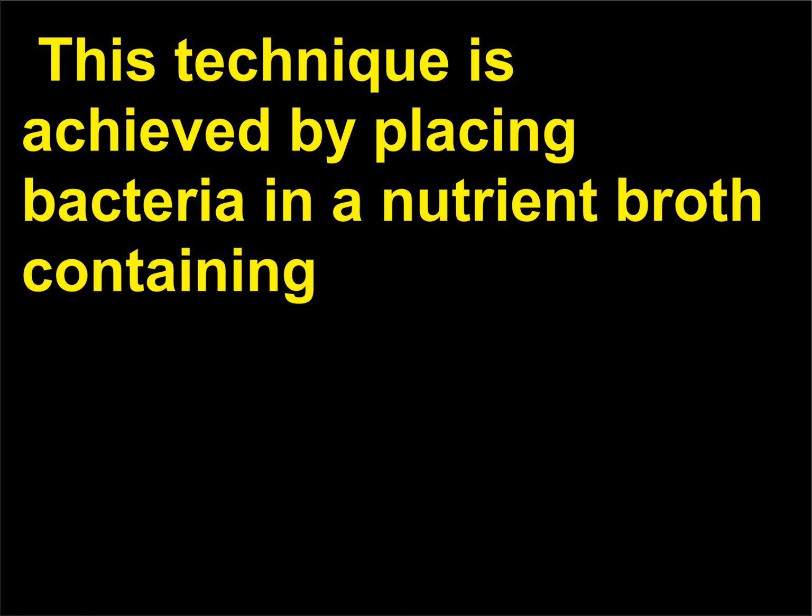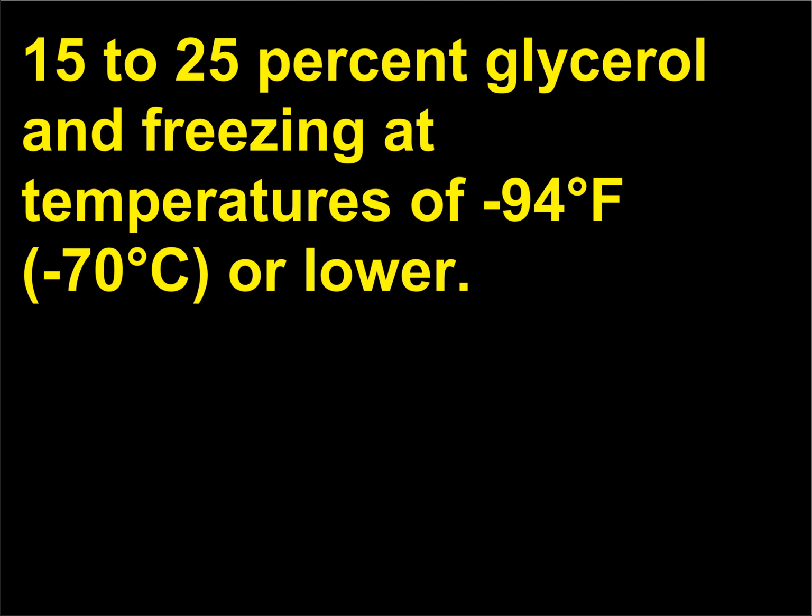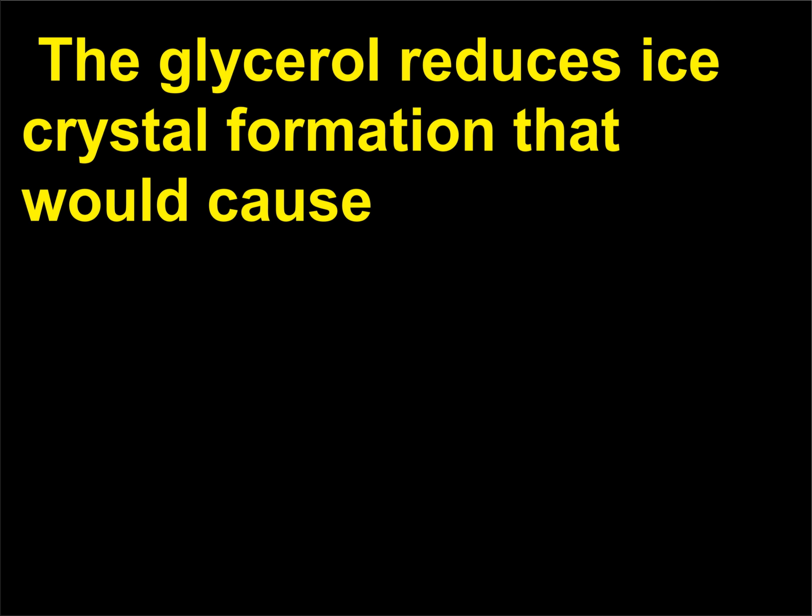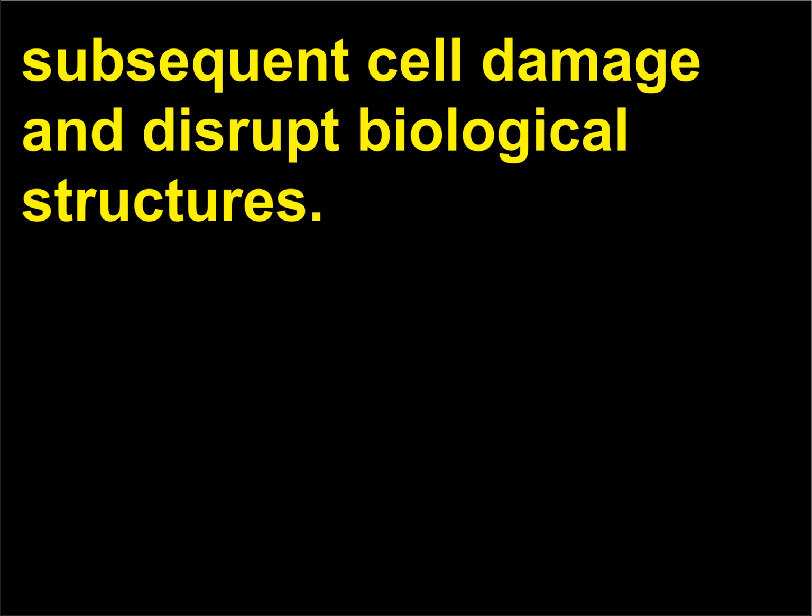This technique is achieved by placing bacteria in a nutrient broth containing 15 to 25% glycerol and freezing at temperatures of -94 degrees Fahrenheit (-70 degrees Celsius) or lower. The glycerol reduces ice crystal formation that would cause subsequent cell damage and disrupt biological structures.